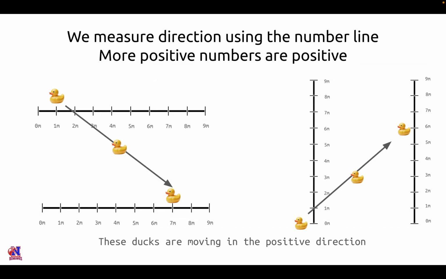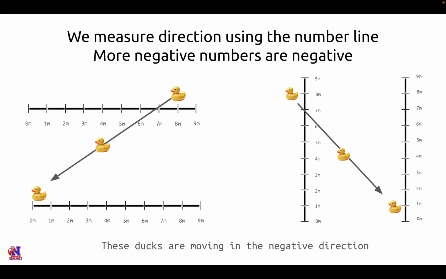So when we measure direction, we use the number line. So if we say something is moving in a positive direction with displacement, we see if it moved from a number to a more positive number. So here the duck moved from 1 meter to 7 meters, or it moved from 0 meters to 6 meters. In both cases, it moved a positive displacement of 6 meters.